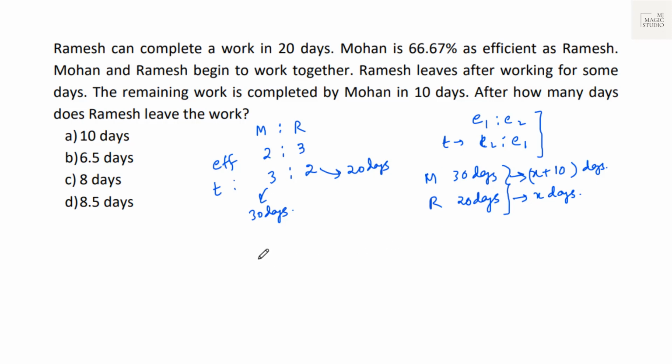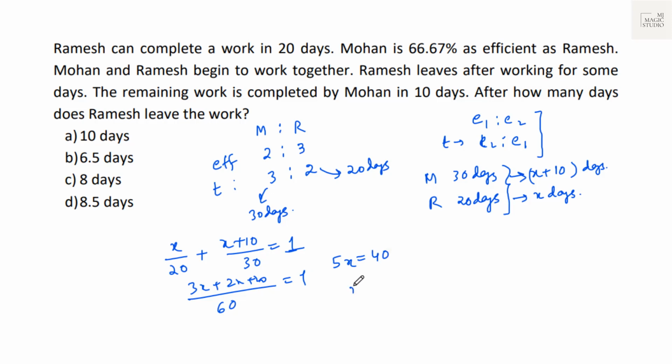Now if we use the work fraction format, what we'll get is: in X days, work done by Ramesh would be X by 20. And in X plus 10 days, work done by Mohan would be X plus 10 by 30. And that should be equal to the total work done. Total work done in fraction is written as 1. Now we just need to solve this. 3x plus 2x plus 20 equals 60. 5x is equal to 60 minus 20, that is 40. So x is equal to 8.